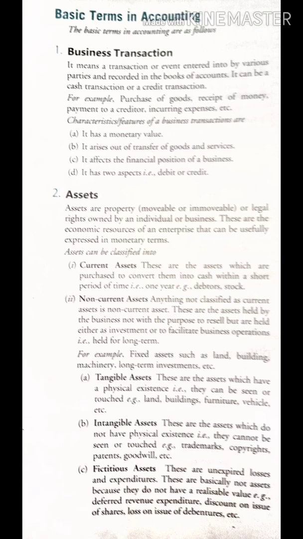Now what are the characteristics or features of a business transaction? First and foremost, it has a monetary value. You have to check that it should have a monetary value. Unless and until it has a monetary value, it has no use in accountancy, no transaction. Then it arises from the transfer of goods and services. Whatever cost of transfer of goods and services has arisen, that also we have to check.